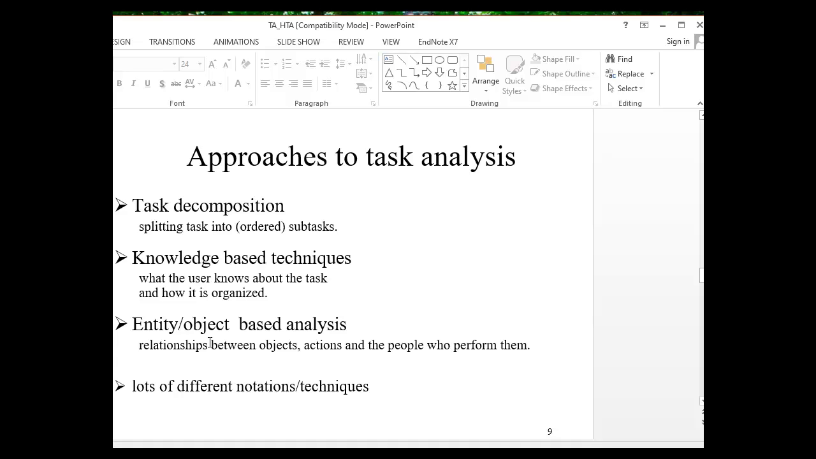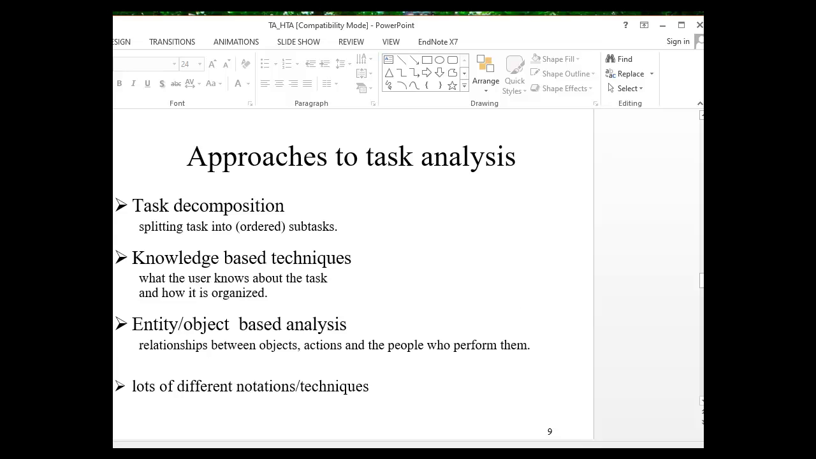Okay, so the final bullet I have included here is that lots of other different notations and techniques are available to solve a task. This is very important, and a question I can ask about this is: what are the approaches of task analysis? The answer will be that there are three main approaches of task analysis: task decomposition, knowledge based, and entity object based. And also we have lots of other notations and techniques to solve a specific problem or a task.